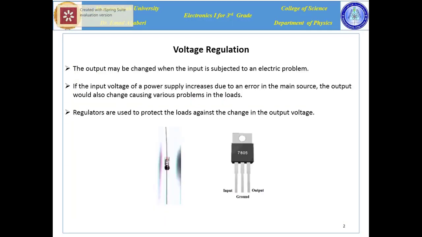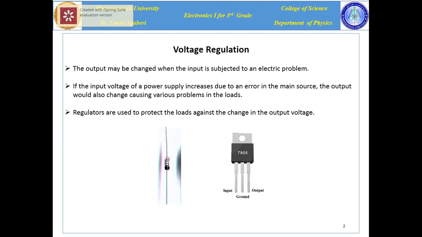In this video I'm going to talk about voltage regulation. It is well known that the electric damages occurring in electric devices are principally due to changes in the voltage of the sources. So when the input voltage of a power supply increases to a higher value, the output circuit becomes in danger and might be damaged. Therefore, regulators are usually used as a protector that prevents such damages in the devices.